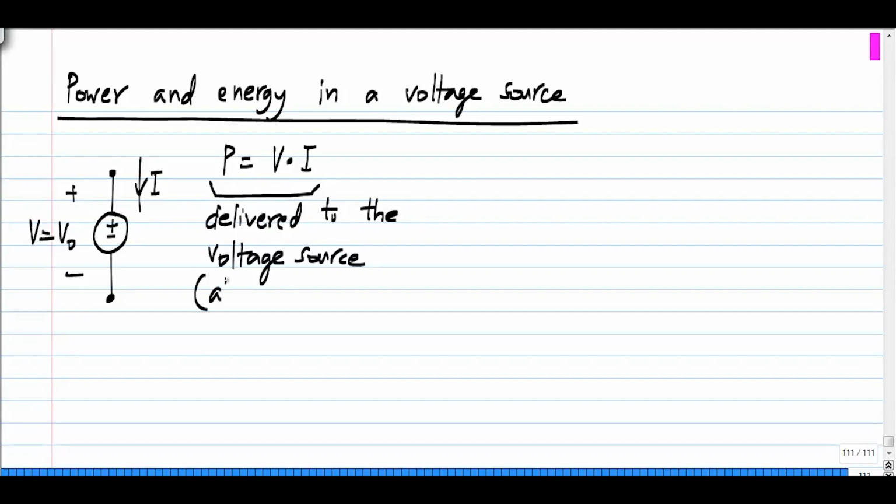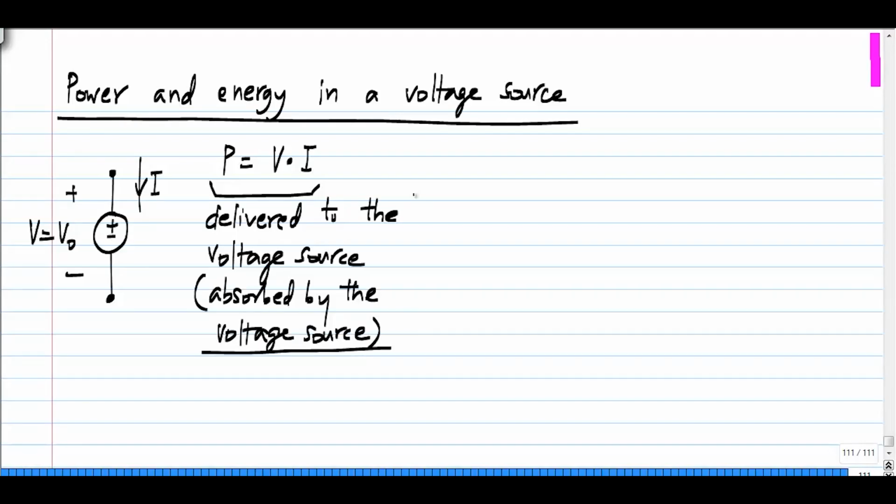delivered to the voltage source, or in other words, absorbed by the voltage source. Okay. This is the power absorbed by the voltage source, and the energy absorbed will be just the integral of power, nothing special about it. If you want to find the energy absorbed over a given interval, you integrate the power over that interval.